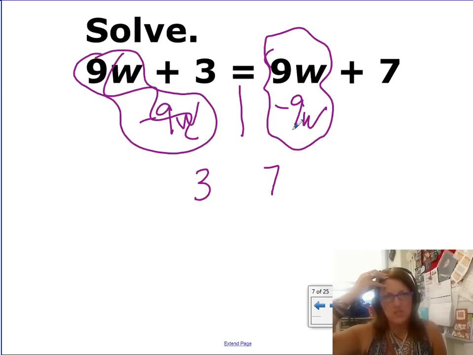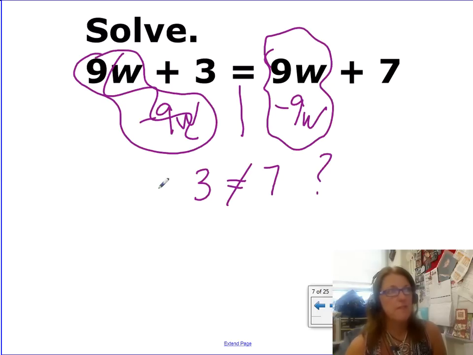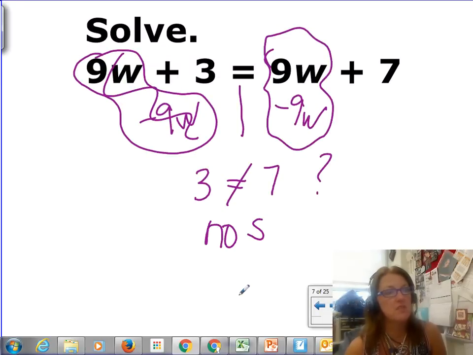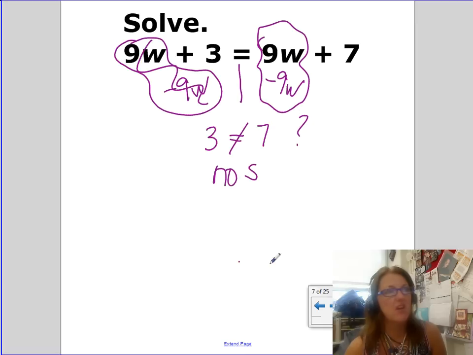Wait a minute. What just happened here? Your variables totally dropped out and you're left with this statement, 3 equals 7. What? No, it's not. This is not true. This is a false statement. When this happens and you end up with your variables completely wiping out on both sides of the equation and you're left with something that's false, there are no solutions to this equation. None at all. No matter what you try to substitute in for that variable, nothing works.